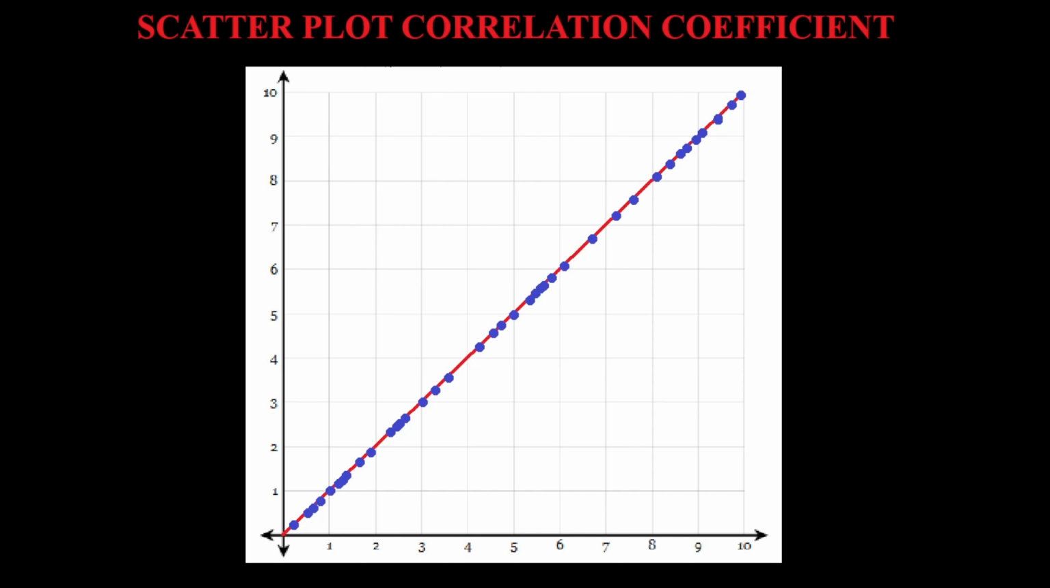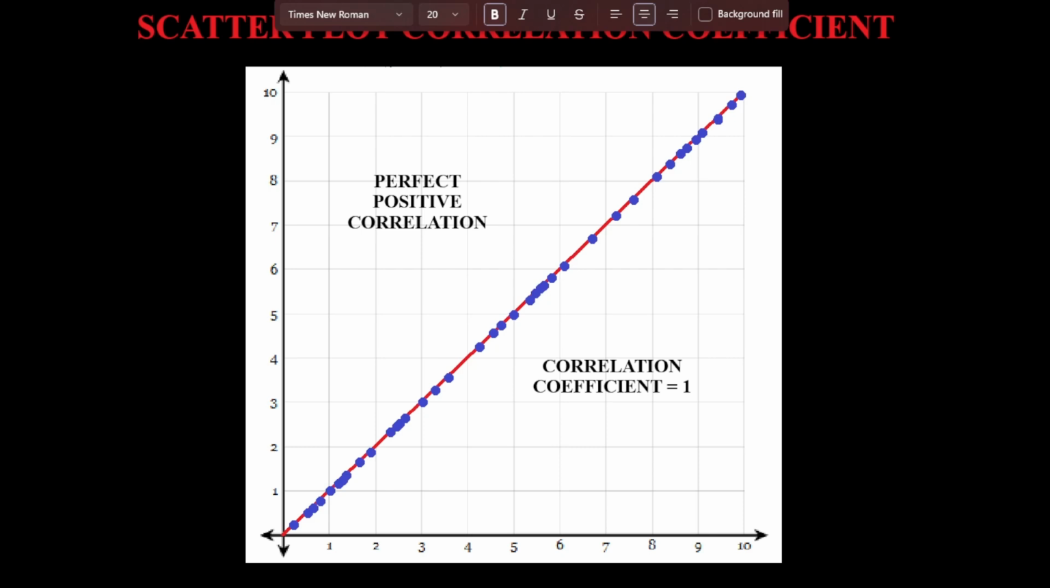A correlation coefficient is a measure of how perfect or imperfect a data set is when we create a scatter plot. Here I have a scatter plot which is increasing in slope, and my line of fit contains every single data point from the scatter plot. This is called a perfect positive correlation, and it has a correlation coefficient of 1. It's a positive correlation because as one variable increases, so does the other, and they increase at the same rate as we're going up on our line of fit.